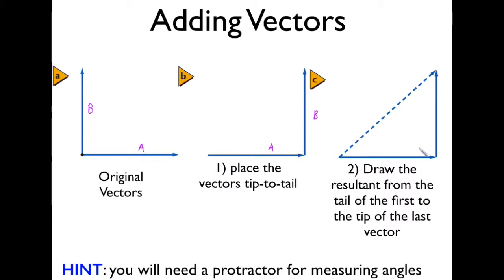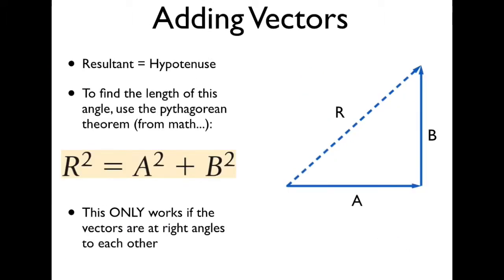And if we know what A and B are, we can use trig to find the angle of C and also the length of C. So that's what we're going to try and do in this section. And you will need a protractor or math. So the resultant is just the hypotenuse. So you guys probably know it as C.